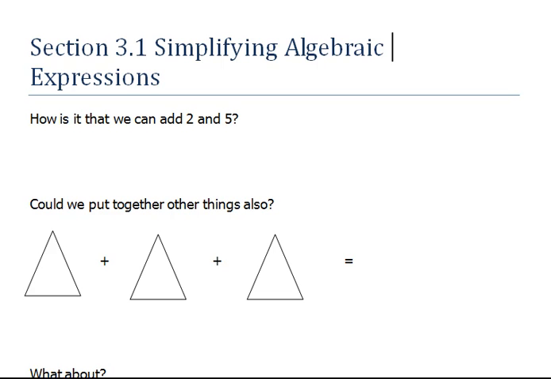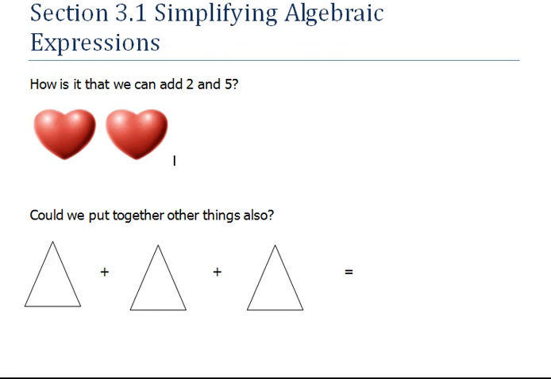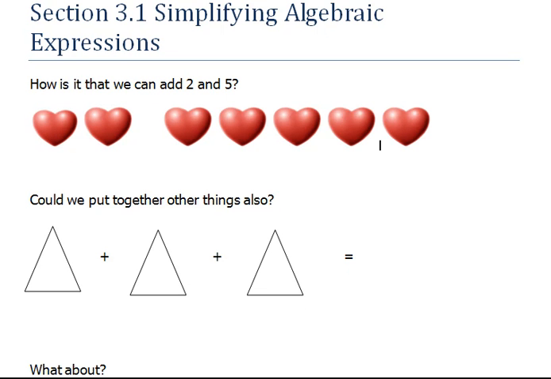and see those things. So we would start out and say, okay, I have maybe 2 hearts. And if I add 5 to that, then I could go through and count it up and see how many hearts that I had. Well, that is algebraic thinking. We just don't realize it because it's using numbers. Could we put other things together also?